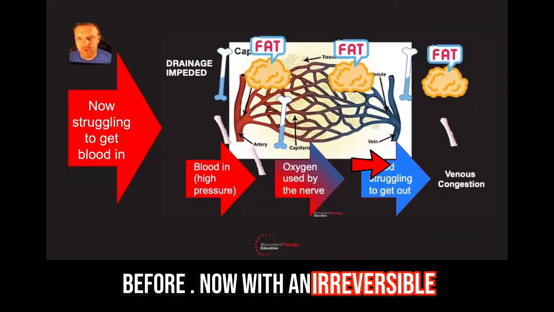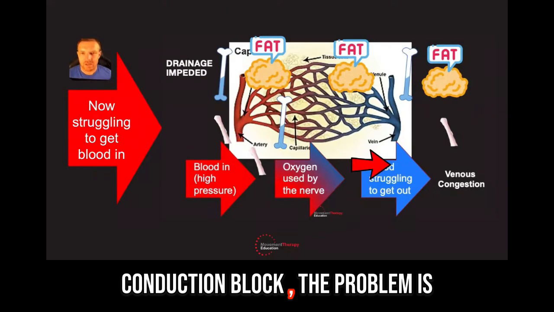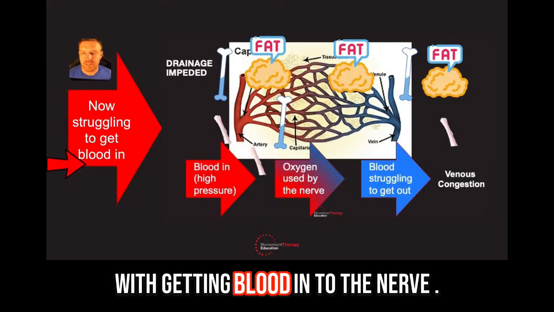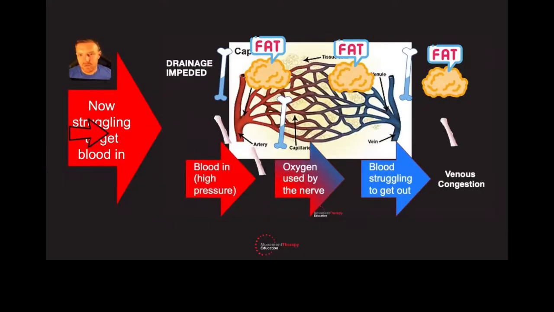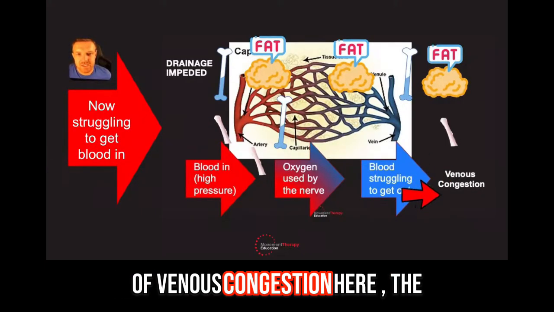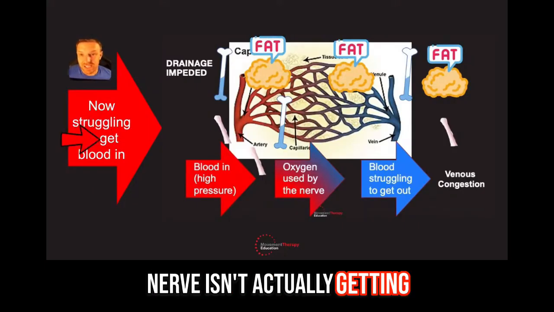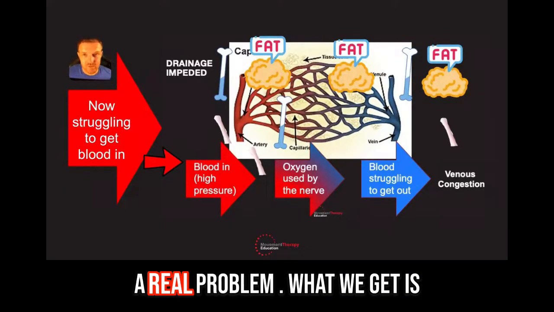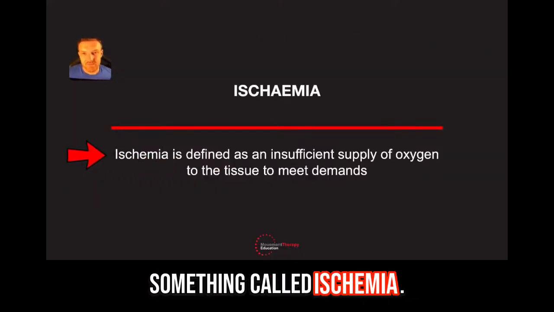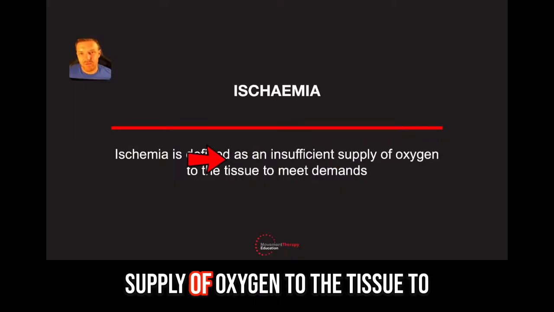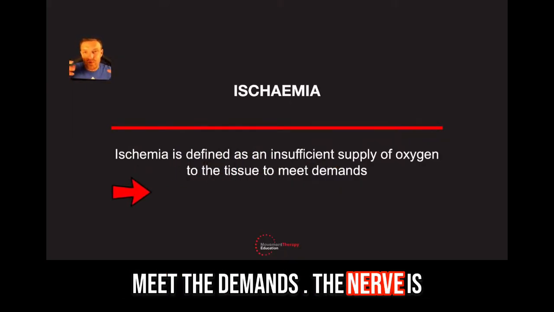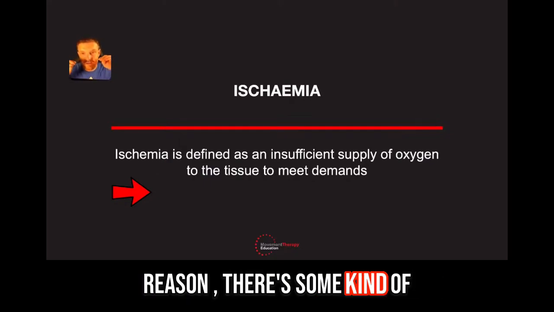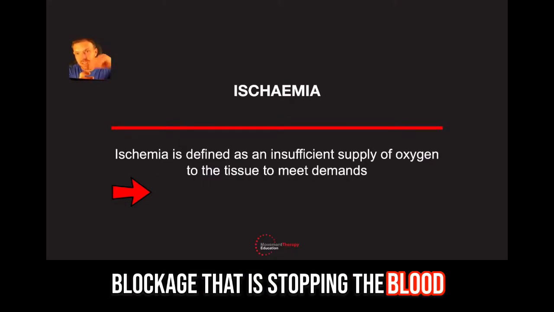Now, with an irreversible conduction block, the problem is we've got an issue with getting blood in to the nerve. Rather than there being this kind of venous congestion here, the nerve isn't actually getting any blood in the first place. And that's a real problem. Okay? That's a real problem. What we get is something called ischemia. Basically, you get insufficient supply of oxygen to the tissue to meet the demands. The nerve is requiring blood, but for whatever reason, there's some kind of blockage that is stopping the blood getting to the nerve.